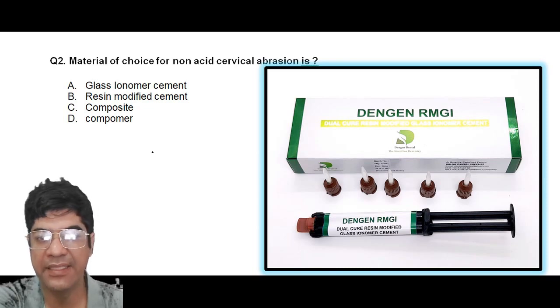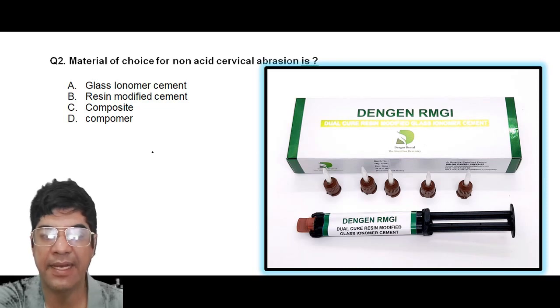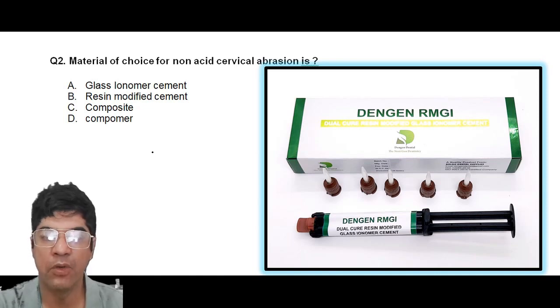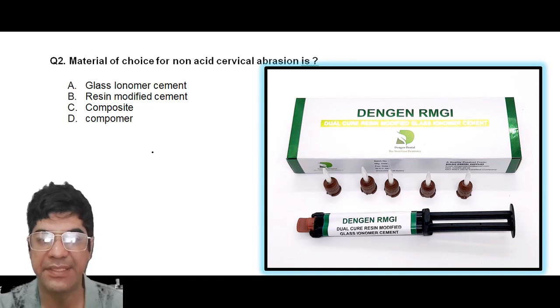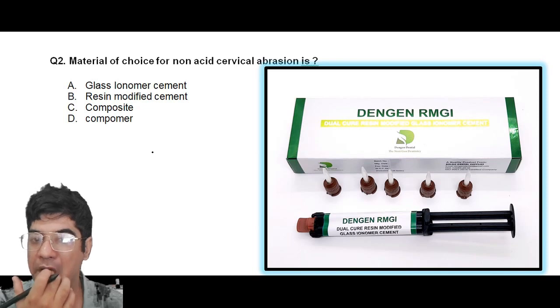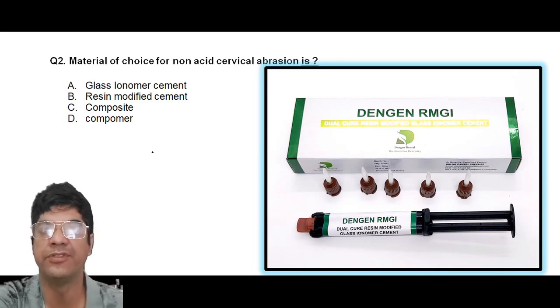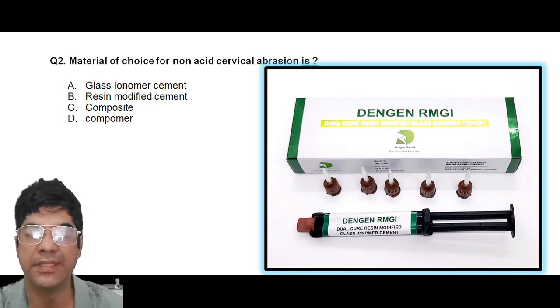So resin modified GIC will combine the advantages of both glass ionomer cement and resin based composite material. So it will offer good adhesion, fluoride release and aesthetics compared to the traditional GIC, so making it suitable for restoring the cervical abrasions.